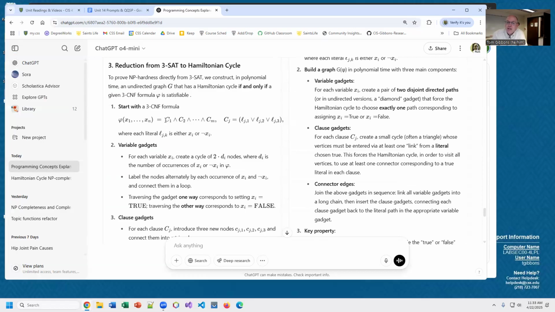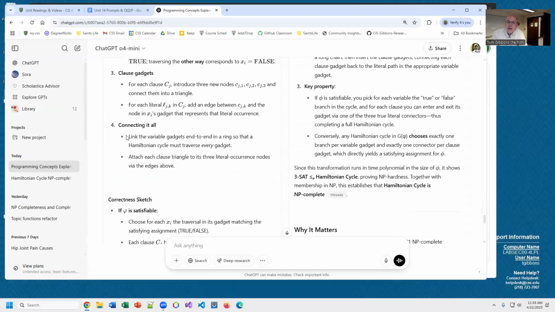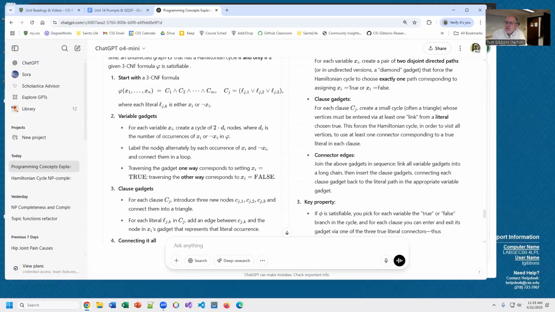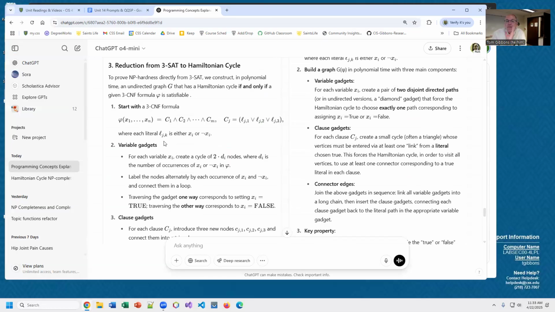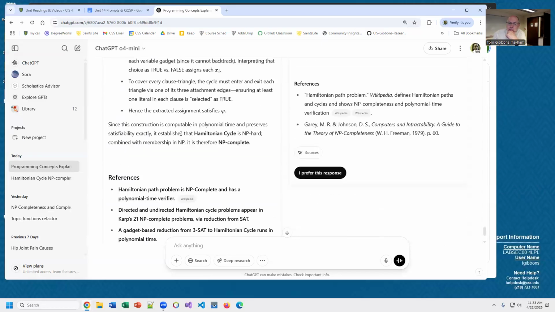So again, we're given these clauses where each clause is made up of these values. We're creating these gadgets, a variable gadget and a clause gadget, and we connect it all together. And you can kind of read through that and understand it, but I actually like the video where we see the diagram. I just like visualizing graphs a lot better than some of these things can give us. So that's what we'll talk about.